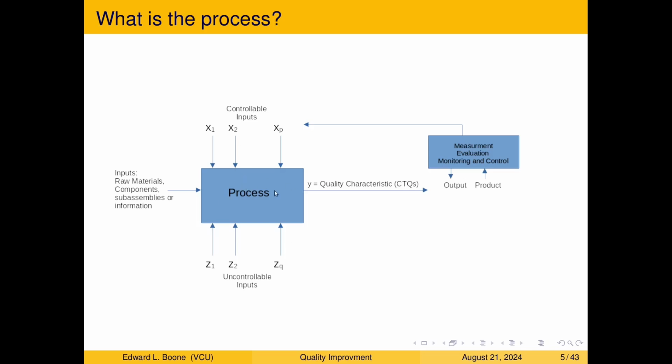Okay, once the process is done, it's going to put out a part, and we're going to call Y the quality characteristic, or the CTQs. Then we're going to take that output, measure it, evaluate it, monitor it and control it. That's how we do that: by adjusting these controllable inputs to make sure that our quality characteristics make the output what the customer desires.